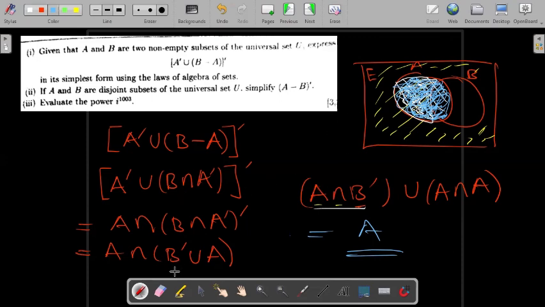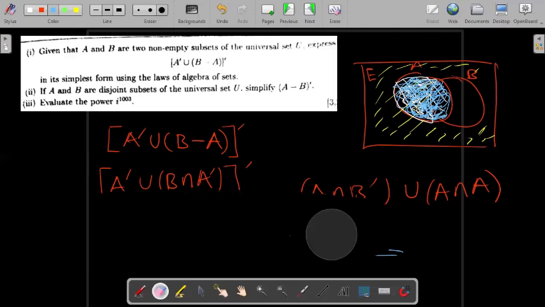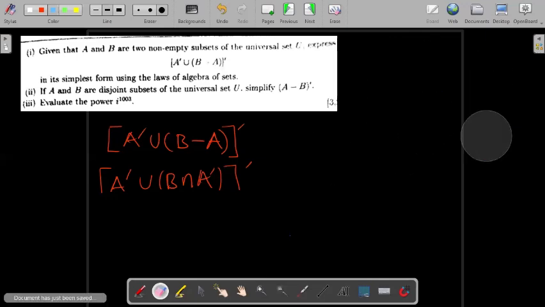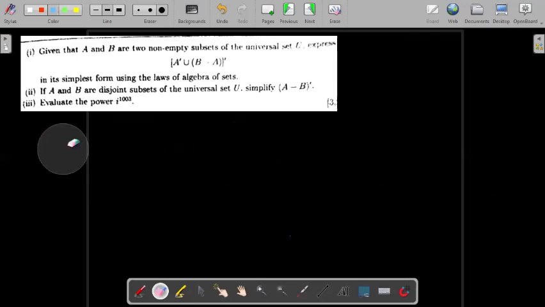All right. So this is how you work out this question. Unless there are any questions, remember you're free to ask at any time. Okay. So now let's work out the one that follows.